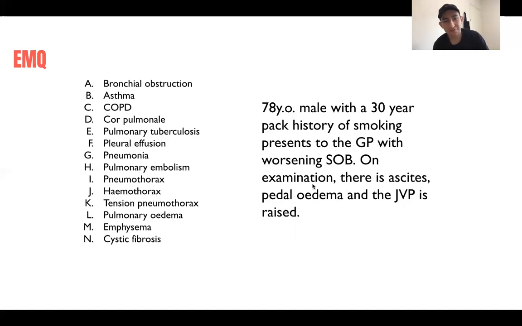Because he has a history of smoking, you would think that there is a respiratory cause to this. So this person actually has cor pulmonale. Cor pulmonale is increased fibrosis and increased resistance in the pulmonary circulation, which causes blood to back up and then eventually cause a whole bunch of right heart symptoms.